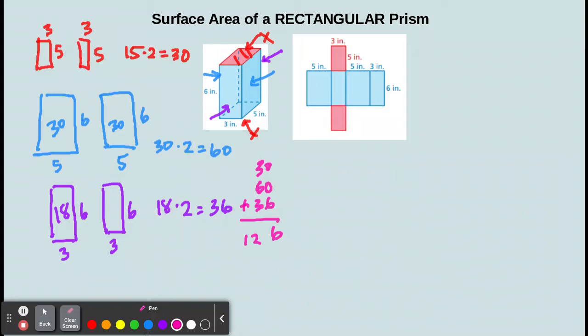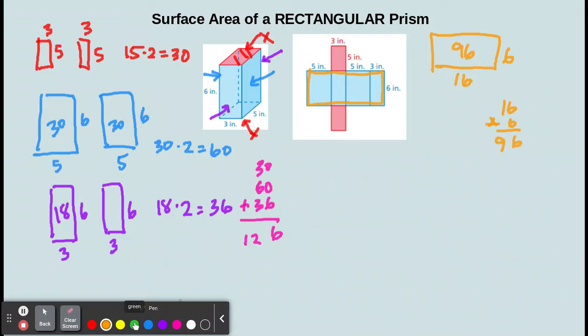However, there's another way you can do it, and that's by using the net. So if we broke this net up and we saw that there's this rectangle here, we see 6 inches, and then we add up all these sides. 5 plus 3 plus 5 plus 3 is 16. And 16 times 6 is 96. So this is 96.